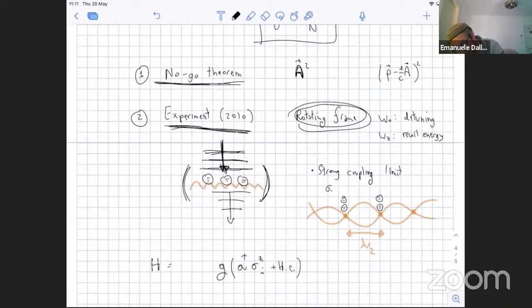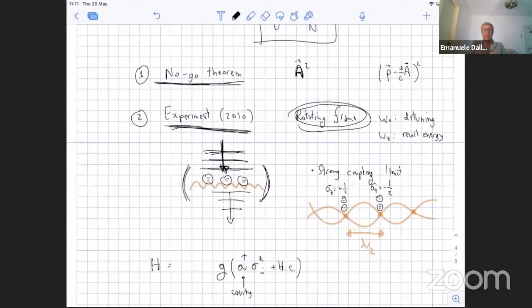So let's say that sigma Z equals plus 1/2 is here, and sigma Z equals minus 1/2 is here. Let's take all the nodes, and the nodes that are even, we call them plus, and the nodes that are odd, we call them minus. And what I mentioned here is that this is a photon in the cavity. Okay, this is a cavity photon.